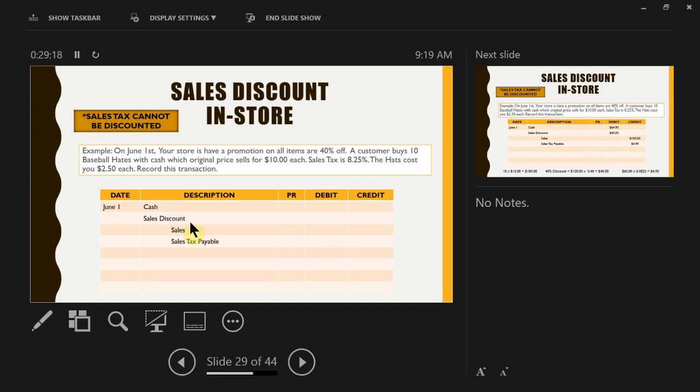So in this case, let's calculate what my selling price is originally at $10 each. If I sold 10 hats at $10 each, my total sales is going to be $100, right? Now, the whole store is 40% discount. So therefore, what should be my sales discount? $40, right?